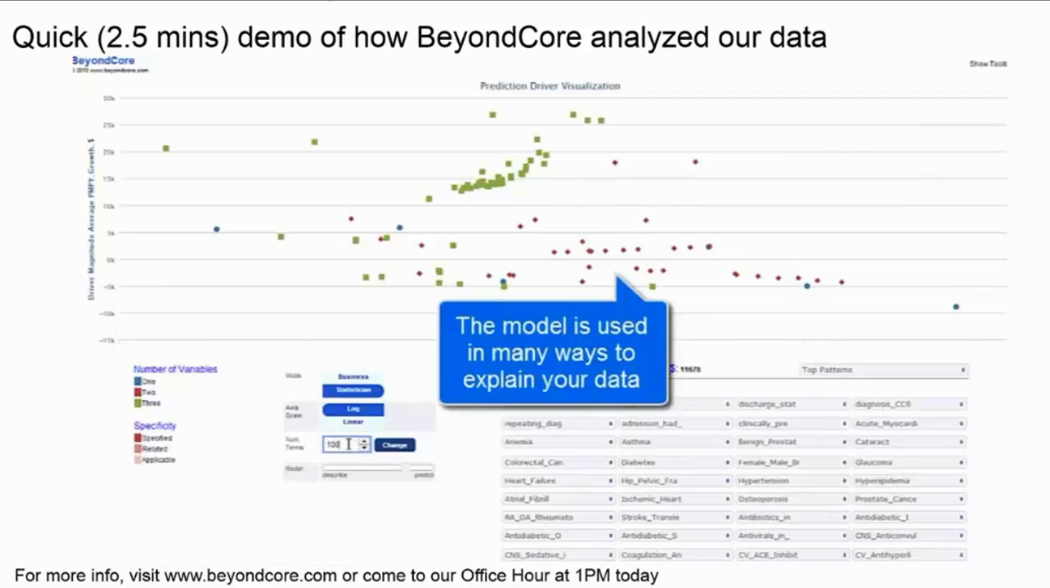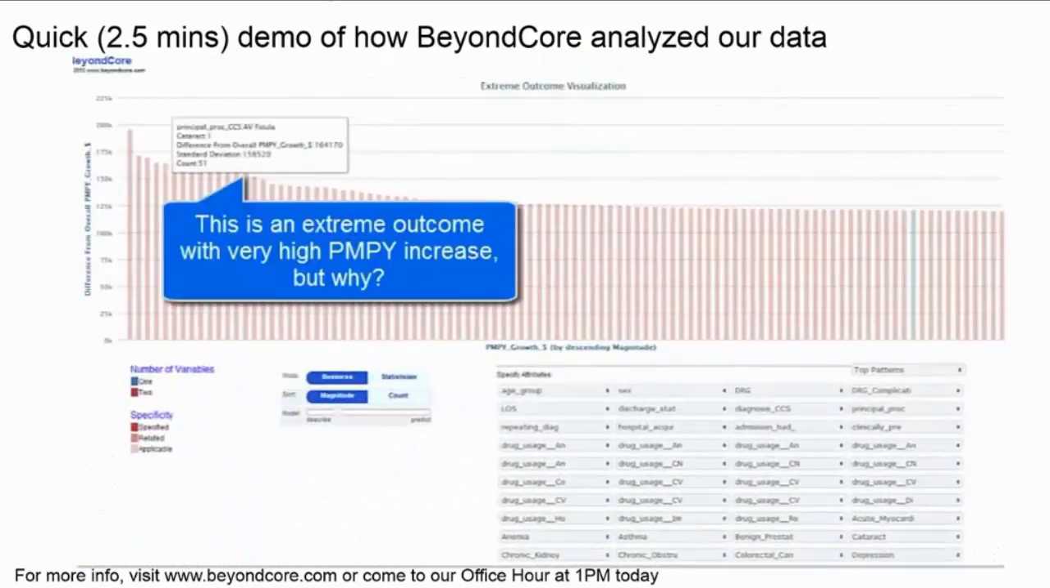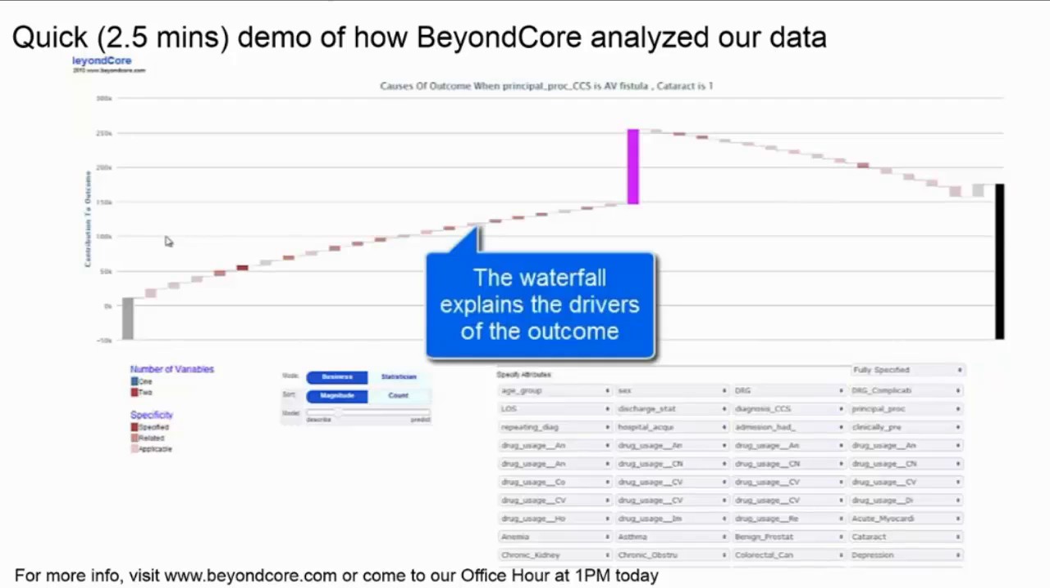So that there is an understanding of the data that the software gains. And once we have agreed on a model, we can go ahead. You can pretty easily change this, but most humans wouldn't look at that. They would click the first thing and see the final result. So we see a high PMPI increase in something called fistula, and the software goes in and explains what the drivers of that behavior were.